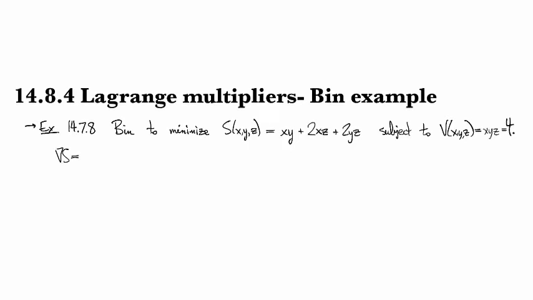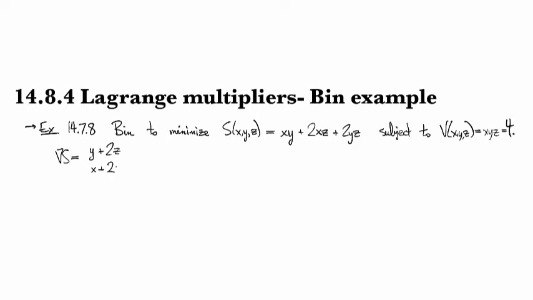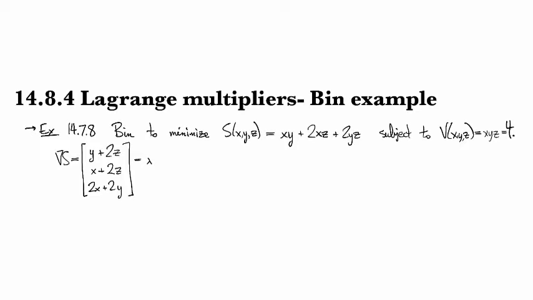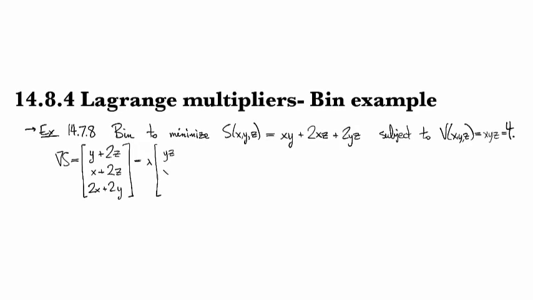So the gradient of s, taking the x derivative, I've got y plus 2z in the first coordinate, and then x plus 2z in the second coordinate, and then 2x plus 2y in the third. And then this is supposed to be equal to some constant times, and now I do the partials of v, so I have yz, and then xz, and then xy.